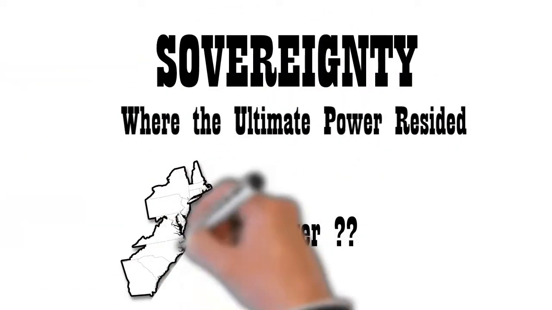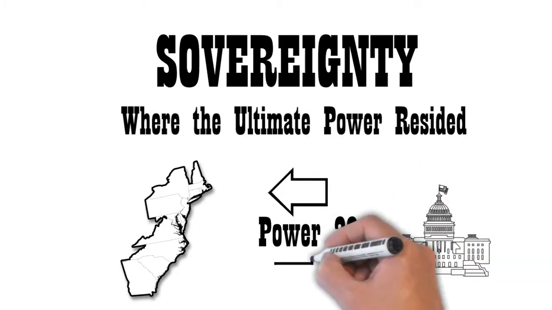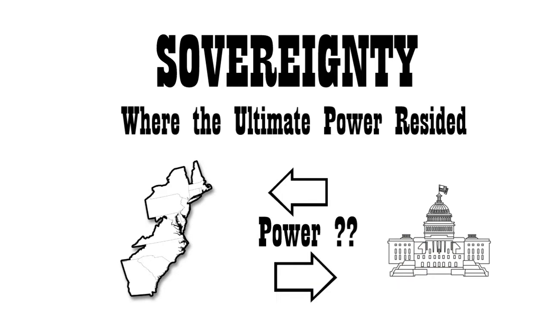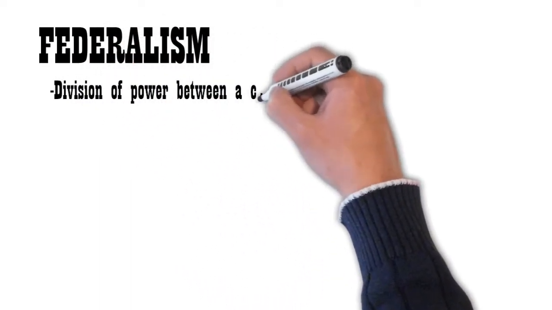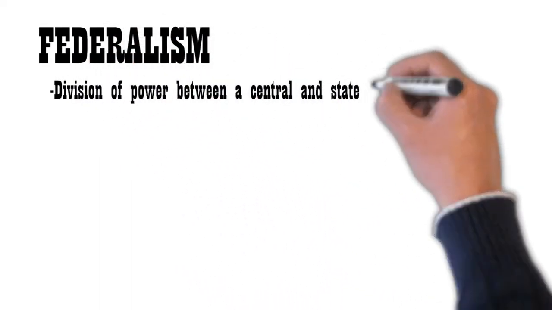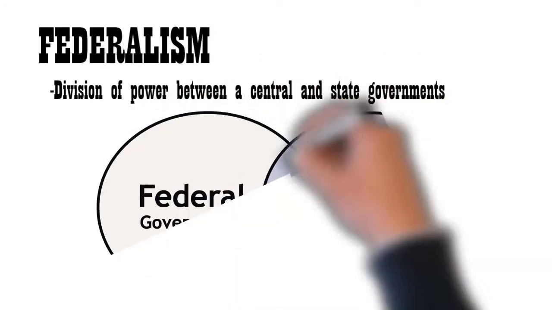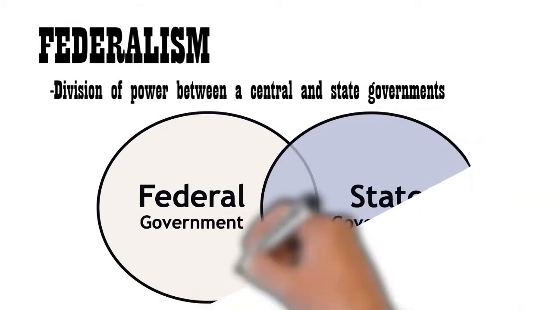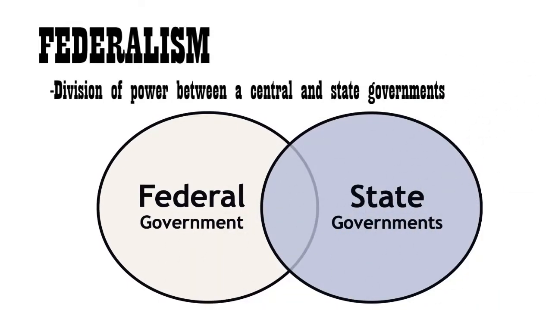The underlying theme of the Articles of Confederation is sovereignty or power. And the question was, where should the power reside? In the states or in a strong central government? What we're basically talking about is the principle of federalism, or the division of power between a central and its state governments. Now, under the U.S. Constitution, it looks a lot like this, where power is divided equally between the federal government and state governments.